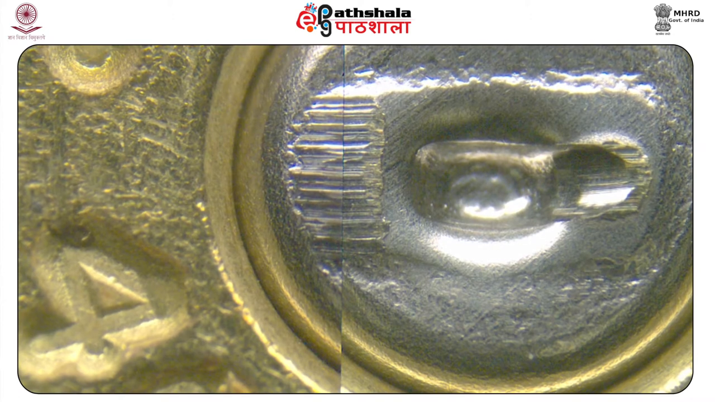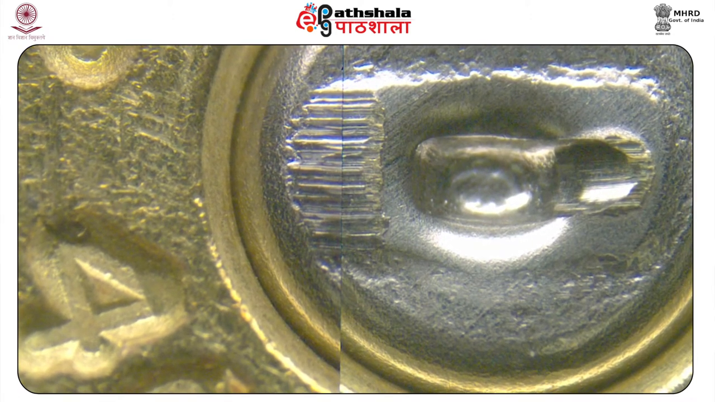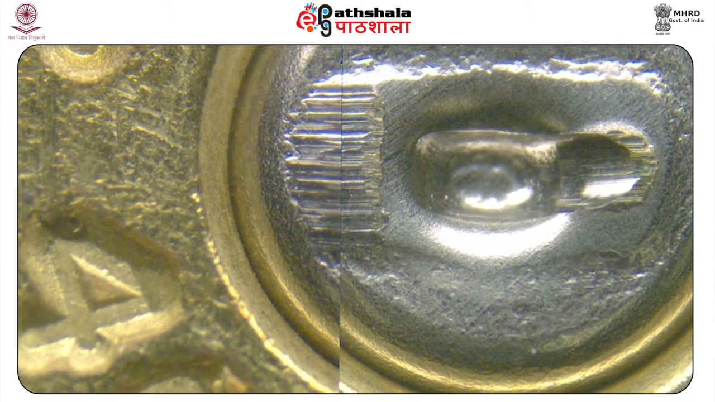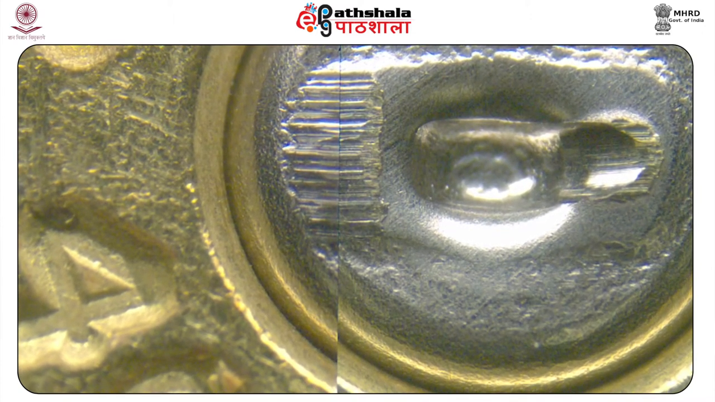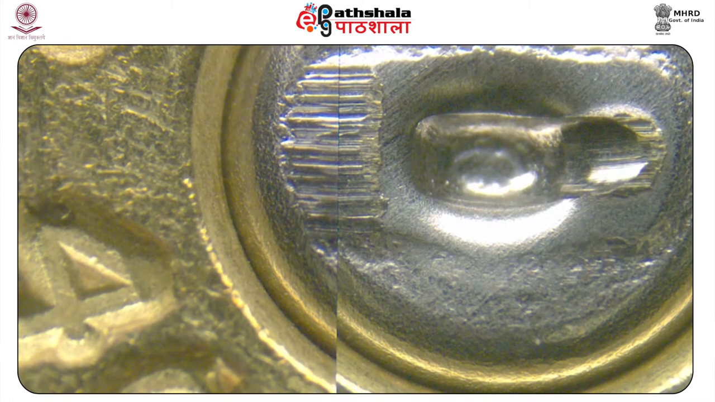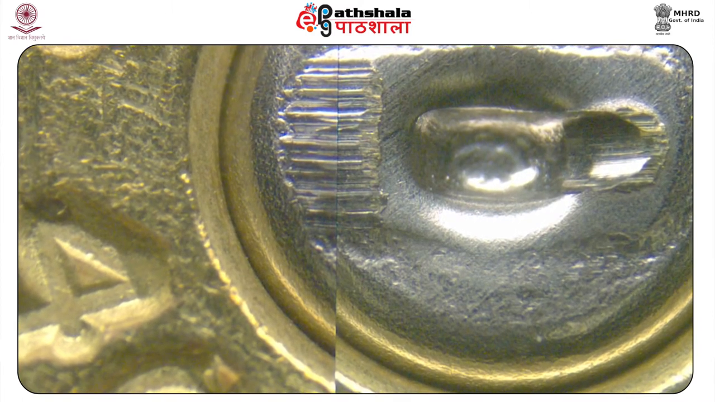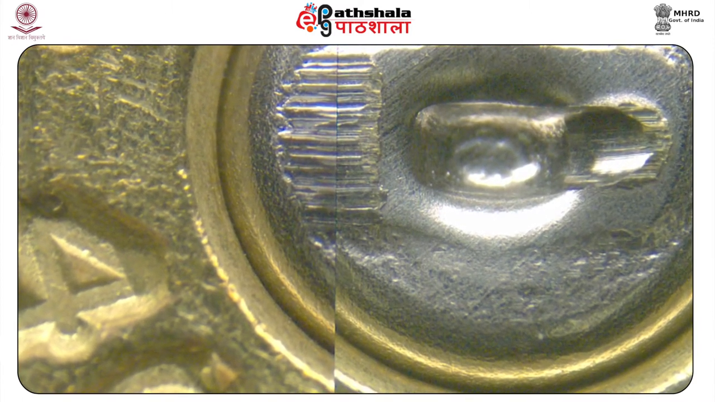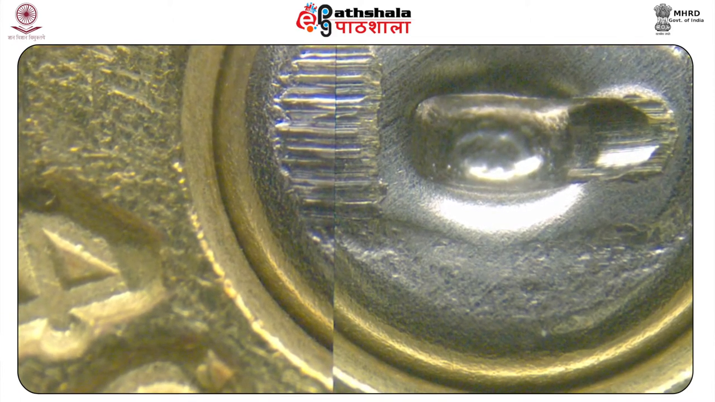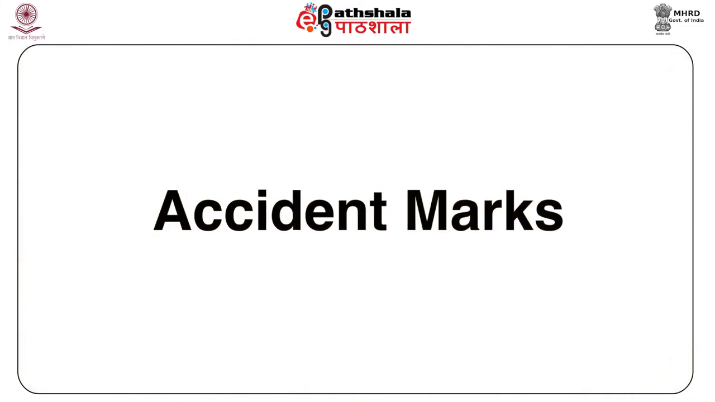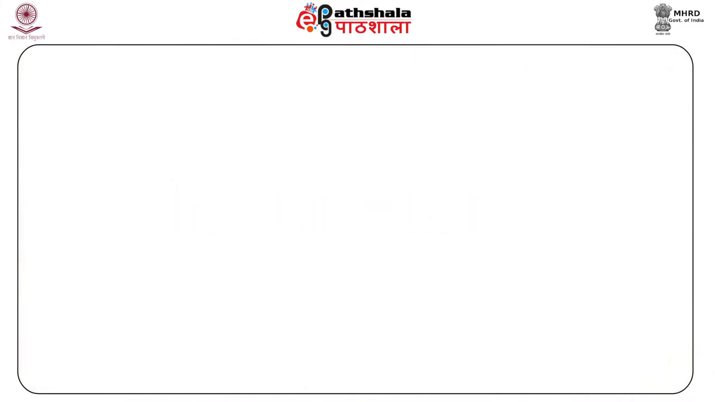Besides the above markings, there are several other marks which occur on different parts of the firearm not within the control of the manufacturer. These marks are called accidental marks or individual characteristics, which are very helpful in identifying the firearm. Some of the important accidental marks are described below.